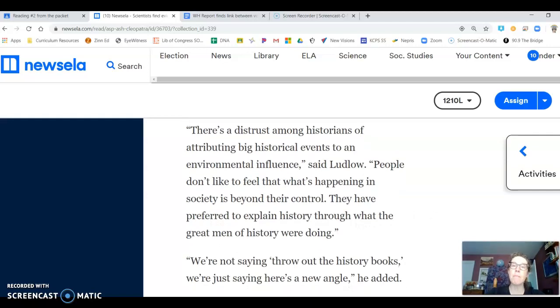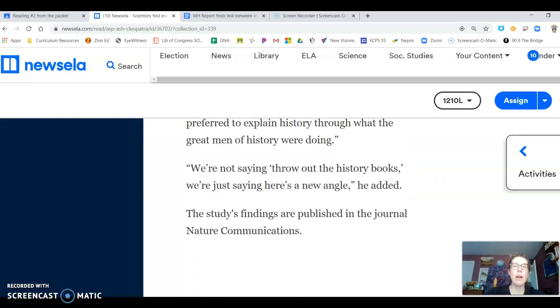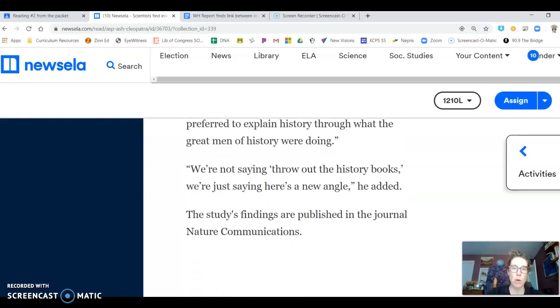"There's a distrust among historians of attributing big historical events to an environmental influence," said Ludlow. "People don't like to feel that what's happening in society is beyond their control. They have preferred to explain history through what the great men of history were doing. We're not saying throw out the history books. We're just saying here's a new angle," he added. The study's findings are published in the journal Nature Communications.